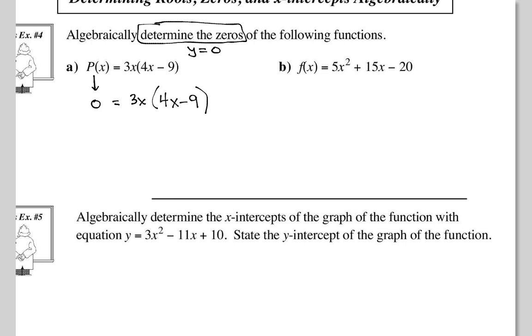So then when you have two factors, when you multiply two things and get 0, what does that mean for these two things? 3x equals 0 or 4x minus 9 equals 0. That's that zero product law. A times B equals 0.